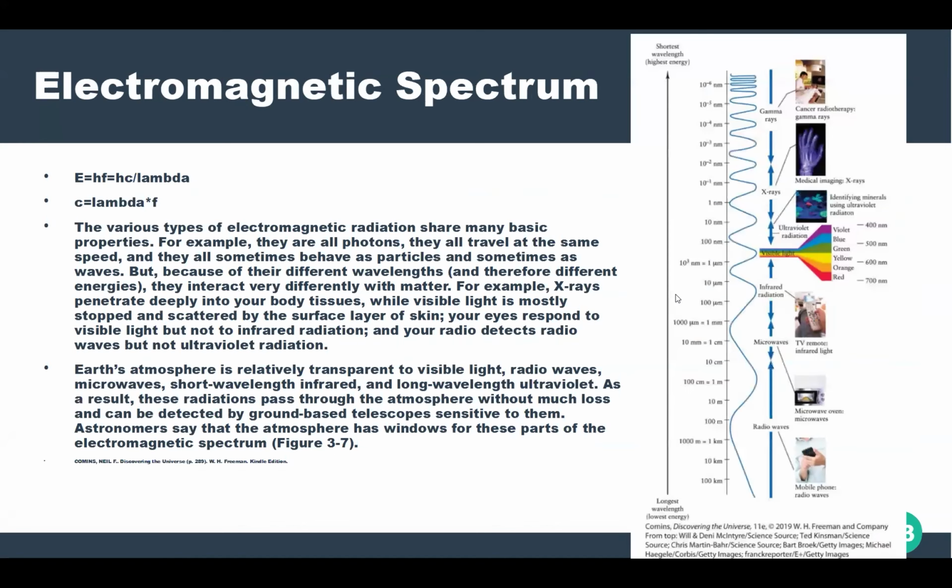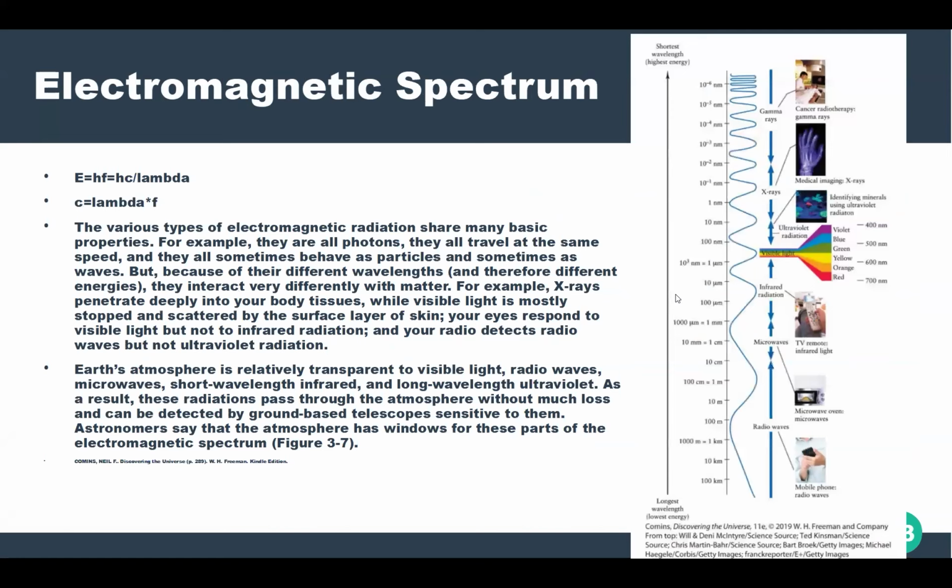The various types of electromagnetic radiation share many basic properties. For example, they are all photons, they all travel at the same speed, and they all sometimes behave as particles and sometimes as waves. But because of their different wavelengths and therefore different energies, they interact very differently with matter. For example, X-rays penetrate deeply into your body's tissues, while visible light is mostly stopped and scattered by the surface layer of your skin. Your eyes respond to visible light, but not to infrared radiation, and your radio detects radio waves, but not ultraviolet radiation.